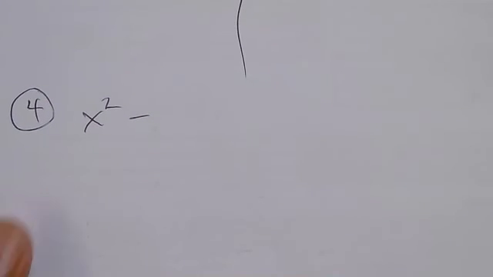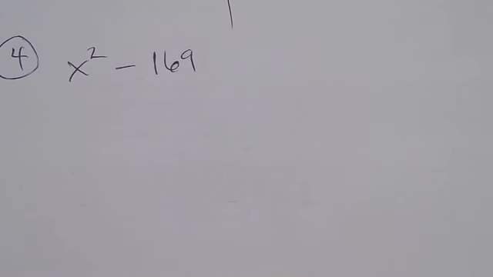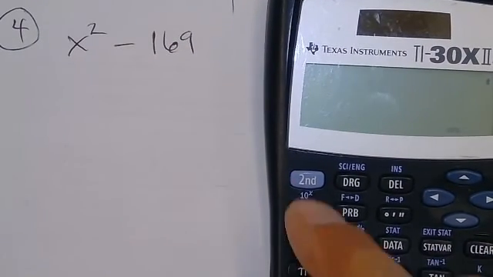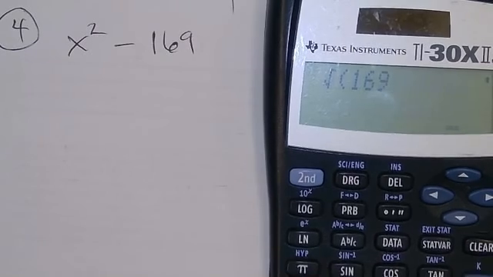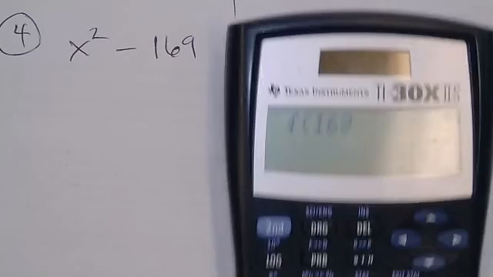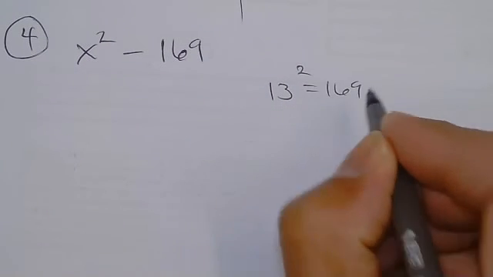All right, let's see if you know this one. Number 4. What about x squared minus 169? I think you know this one. Is 169 a perfect square number? There's only one way to find out. Tell me what to do. I take the square root of 169. If it is, it will give me a nice what? What does it say? 13.